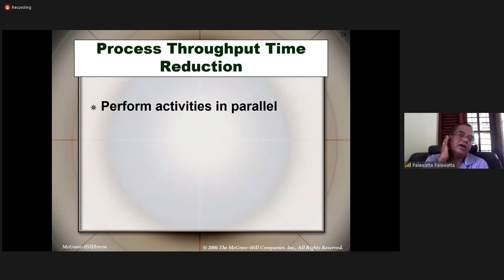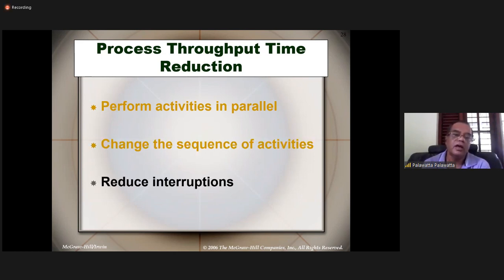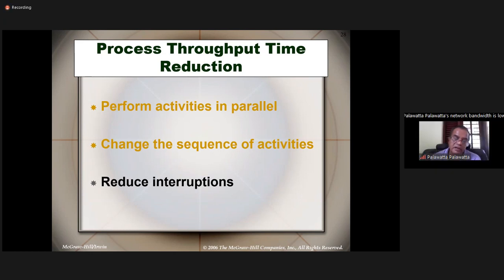And then process throughput time reduction. We can perform activities in parallel so that we can reduce the throughput time. By changing the sequence of activities, it is also possible to reduce the throughput time. And by reducing interruptions, it is also possible to reduce the throughput time.